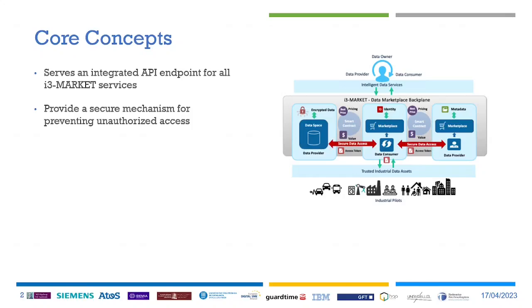The Backplane API Gateway is the building block in charge of offering to all participants and marketplaces access to the Backplane system. So the goal of the Backplane API is therefore twofold. On one hand, it serves an integrated API endpoint for all i3 market services, whereas on the other hand it provides a secure mechanism for preventing unauthorized accesses.